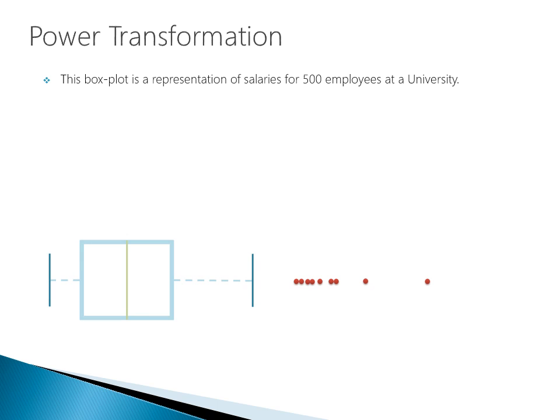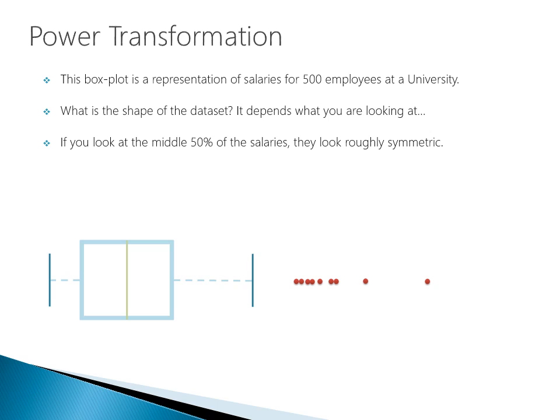Building off of our power transformations, here is a box plot representation of salaries for 500 employees at a university. So if I'm looking at this box plot, I can get a sense for the shape of the data. Well, what is the shape of this data set? It depends on what you're looking at. If we look at the middle 50% of the salaries, it looks very symmetric. The green line is directly in the center. There's symmetry on both sides.